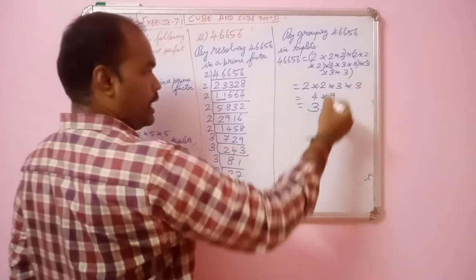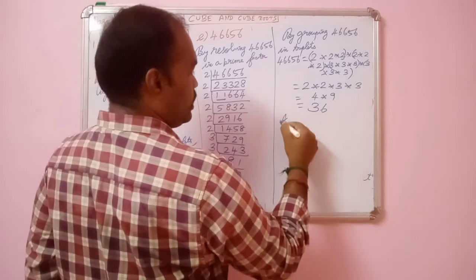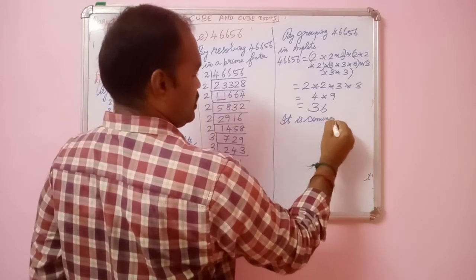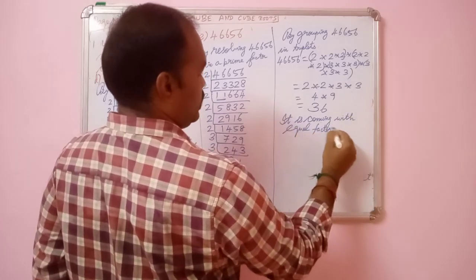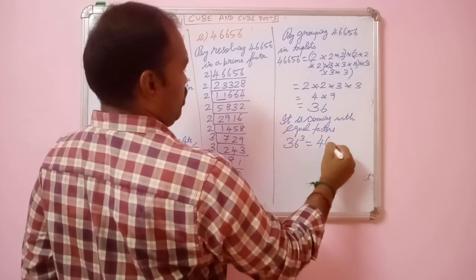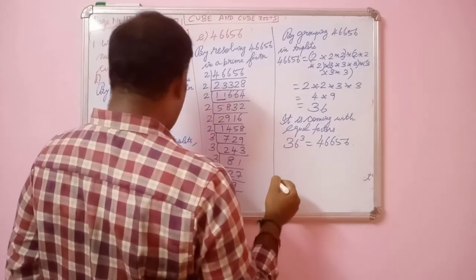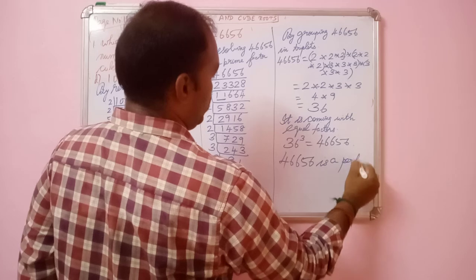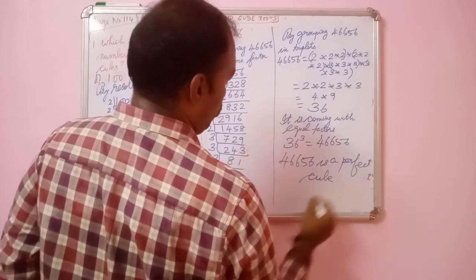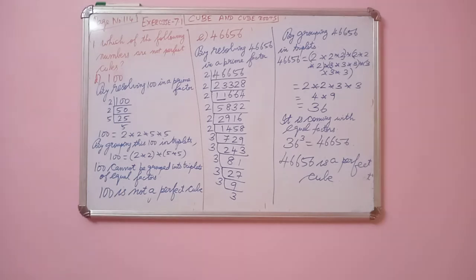So now by seeing this, it is coming with equal factors. So 36 cubed is 46,656. So 46,656 is a perfect cube. That's all about this problem by the concept of perfect cubes: how we need to find out the perfect cubes, and if it is not a perfect cube also, how we need to find. This is the technique.